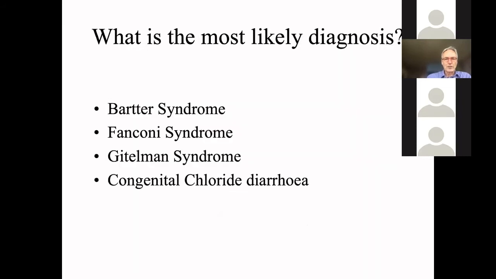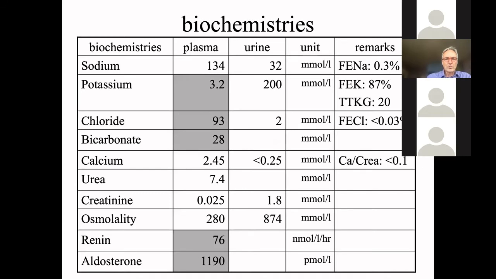So what is the most likely diagnosis? Is this Bartter syndrome? Is this Fanconi syndrome? Is this Gitelman syndrome? Or is this congenital chloride diarrhea? And in order to make that distinction, we actually need to look at these biochemistries in a bit more detail.